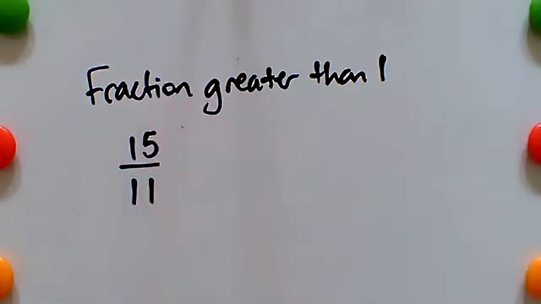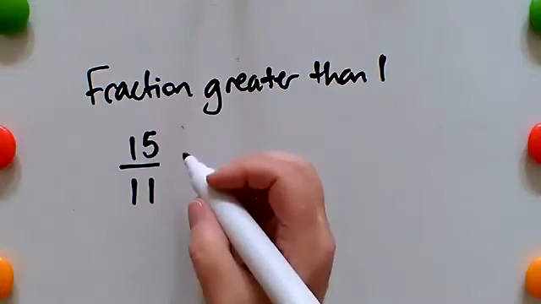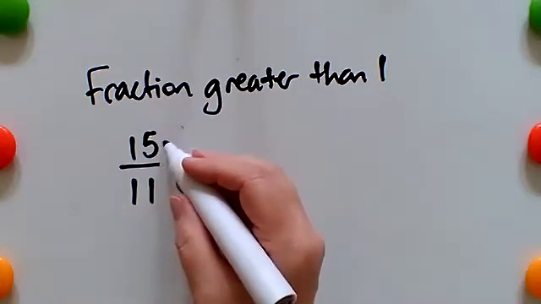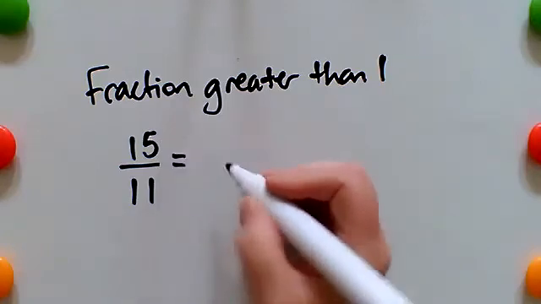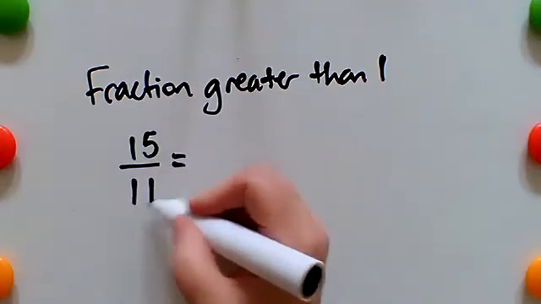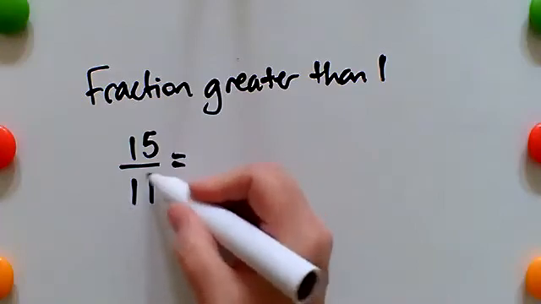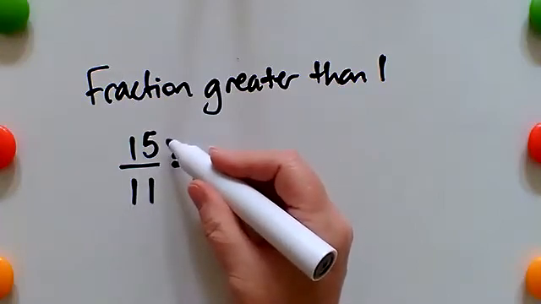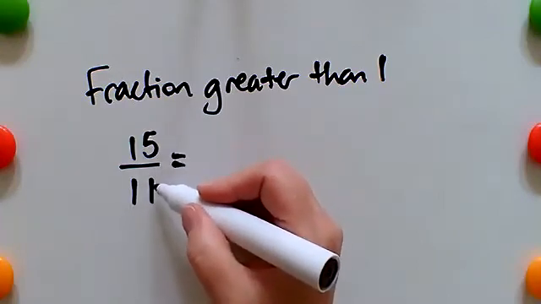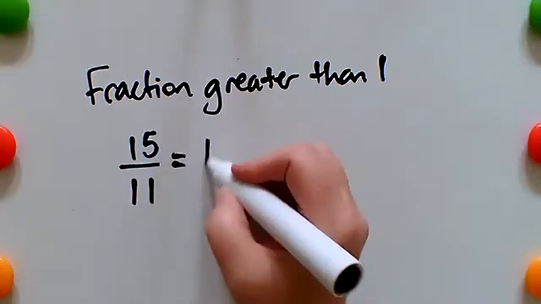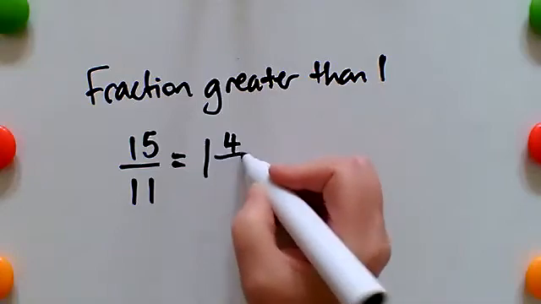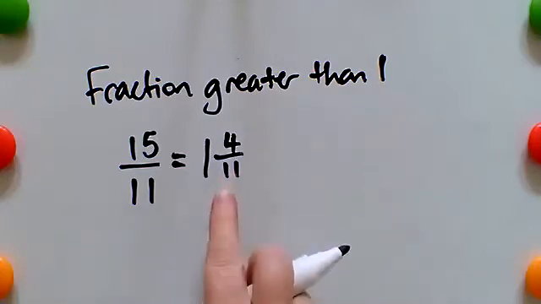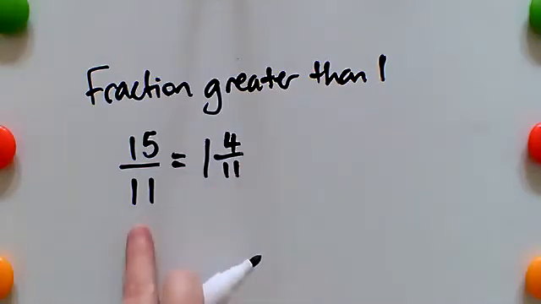Sometimes these are referred to as improper fractions or top-heavy fractions. And although we weren't asked to here, we can convert these into mixed numbers. And we do that by seeing how many times the denominator goes into the numerator. In this example, 11 goes into 15 one whole time, and then there are 4 parts remaining. So this is the mixed number equivalent of this top-heavy fraction.